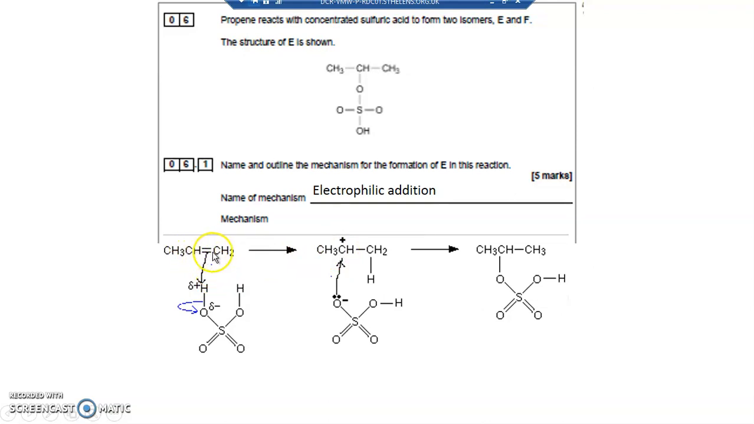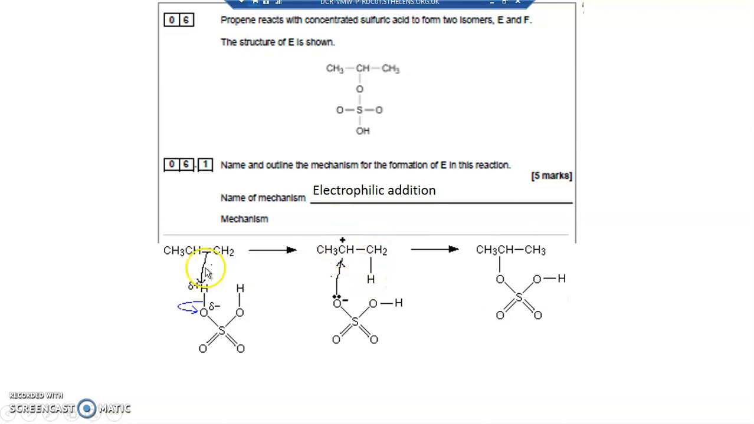This carbon's got 1 hydrogen, this carbon's got 2, so it's going to bond onto this carbon that's got more hydrogens. This carbon's got 2 hydrogens, this one's only got 1, so it's going to bond onto here, and I've drawn the hydrogen bonded onto here. That's what's going to happen in most cases. That's called a major product, what happens in most cases.